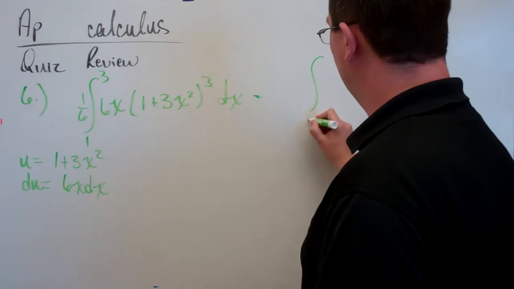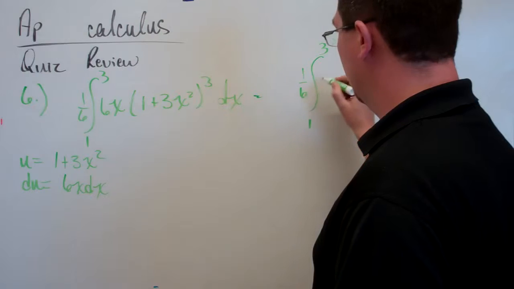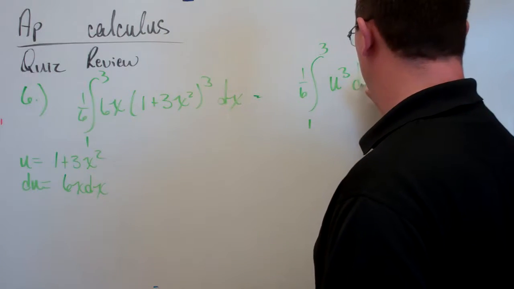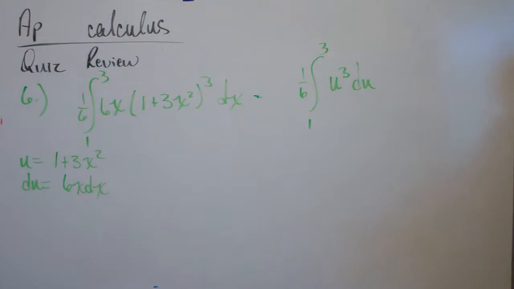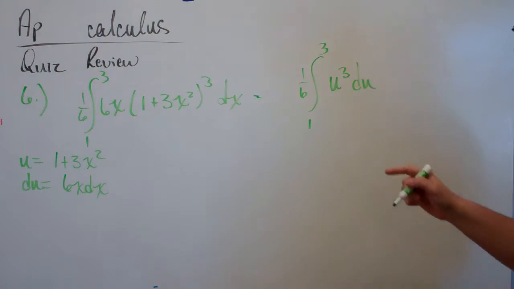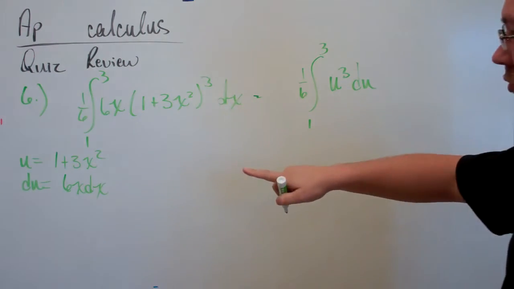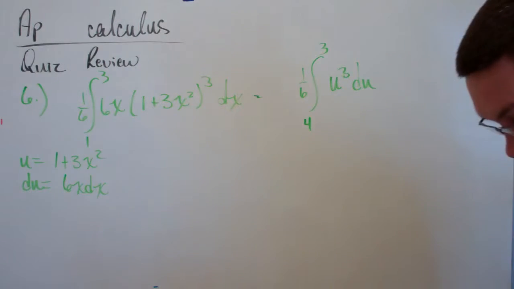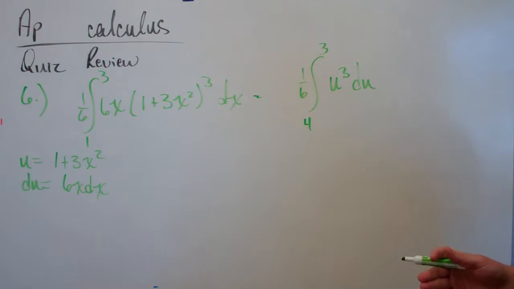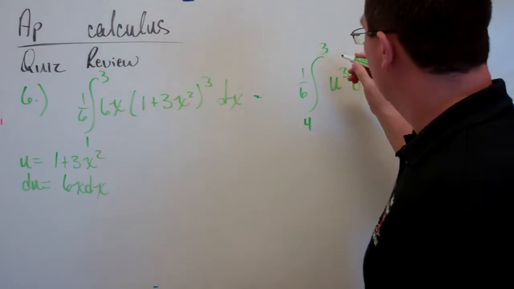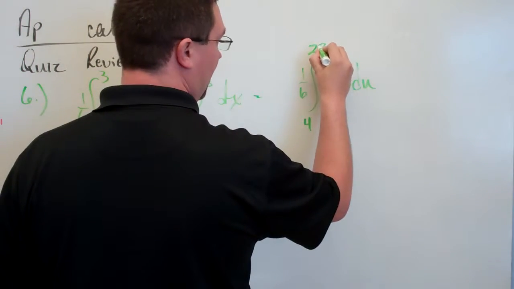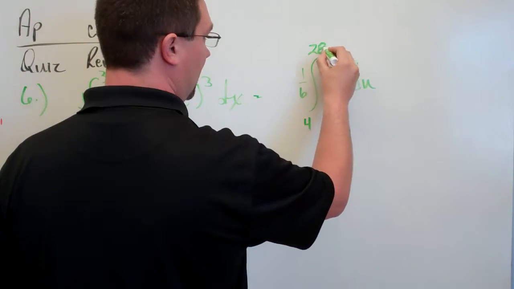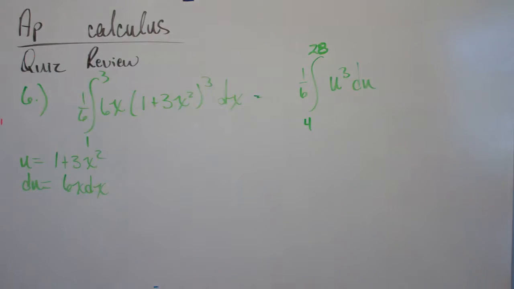So this equals the integral from 1 to 3, 1 over 6 of u cubed du. But now don't forget, we need to change the limits of integration. So plug a 1 into here, and you get 1 plus 3 times 1 squared, which is 4. So this 1 becomes a 4. And when you plug the 3 in, 3 squared is 9, times 3 is 27, plus 1 is 28. So this 3 becomes a 28. Alright, so now we're doing 1/6 times the integral from 4 to 28 of u cubed du.